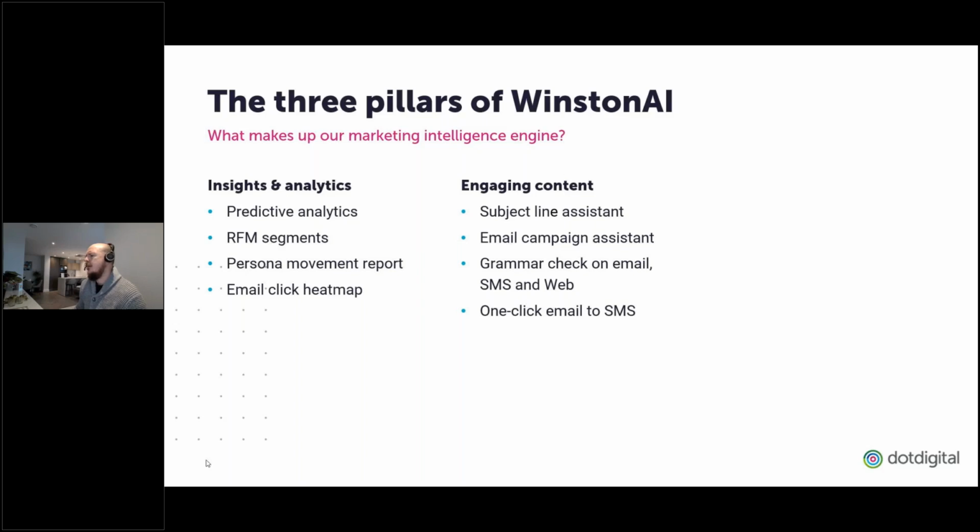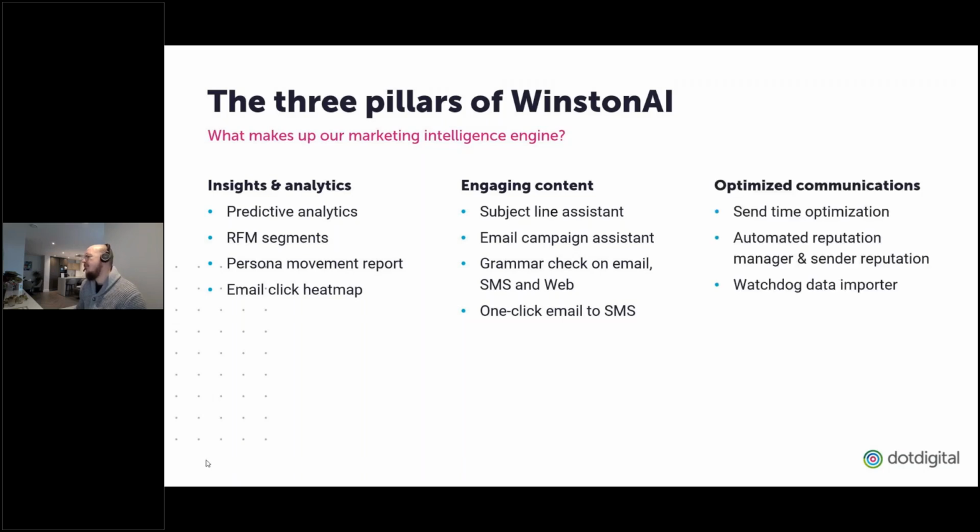The more modern sense of AI that we've integrated into the platform now is things around subject line assistance, email campaign assistance, a lot around copy assistance, essentially, which is taking advantage of ChatGPT, checking grammar, allowing you to easily convert campaigns to other channels like SMS and for web. So that is obviously the more modern sense of AI within the platform.